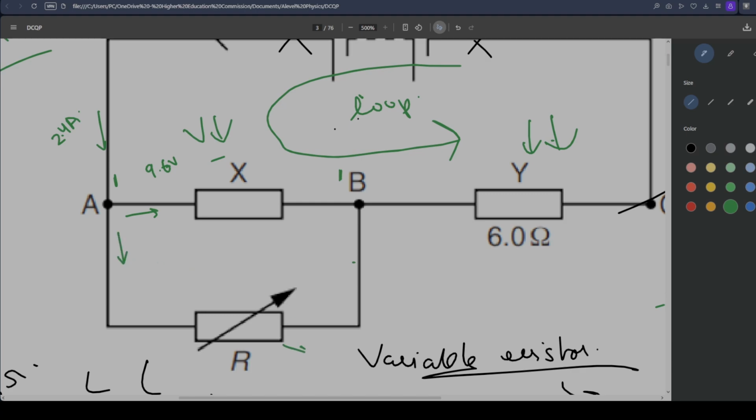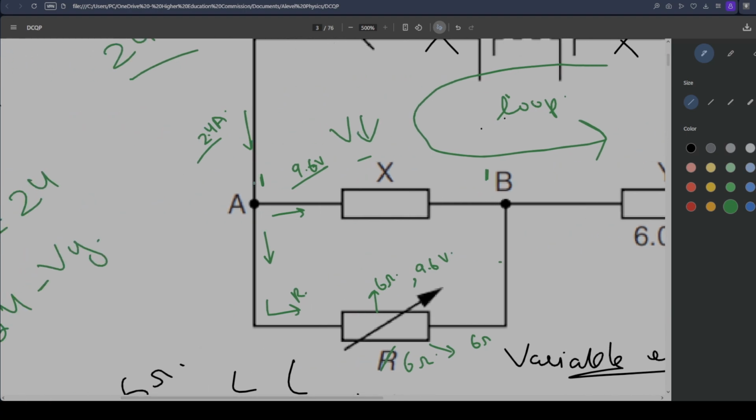But they also told us that 2.4 amps is when the resistance of R is 6 ohms. So we can just write this as 6 ohms. Now we know the resistance is 6 ohms. We also know the potential difference, which is 9.6 volts. We can calculate the current flowing through R, this variable resistor, and then use Kirchhoff's first law, which says current entering the junction and current leaving the junction are equal.